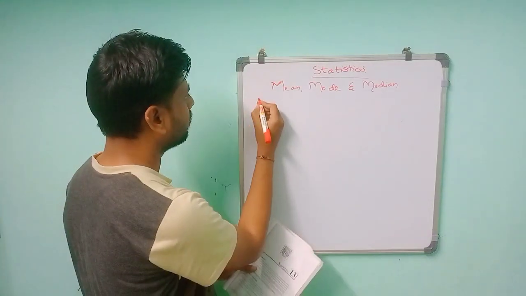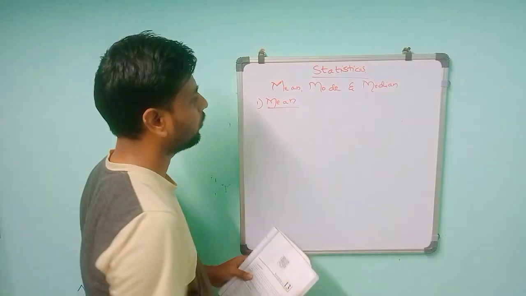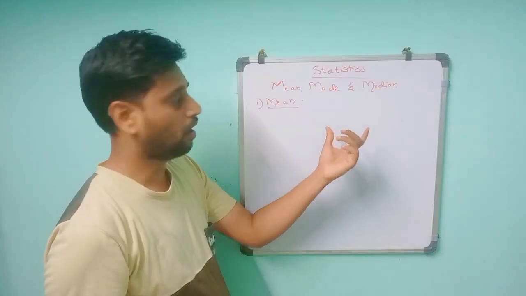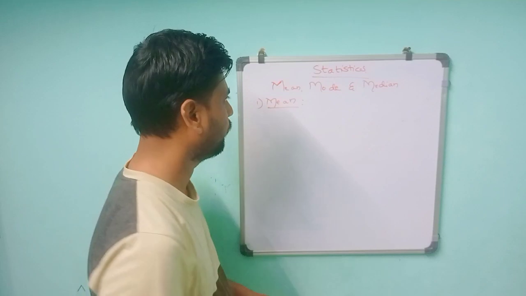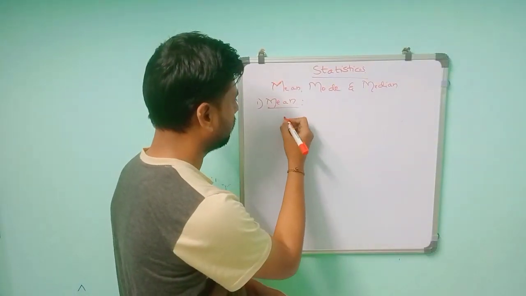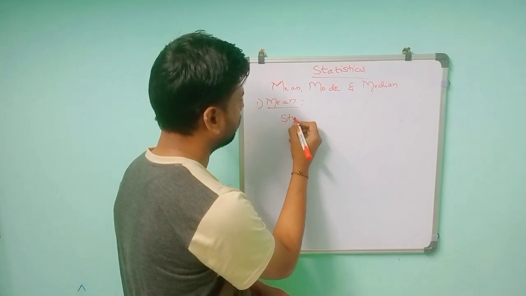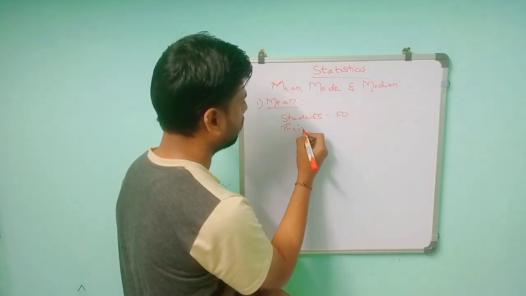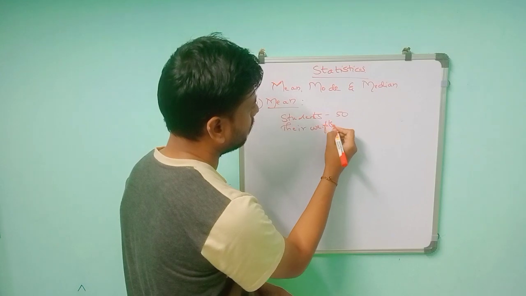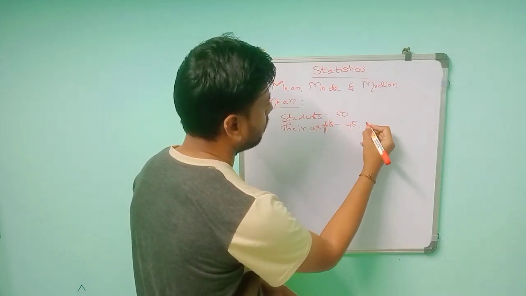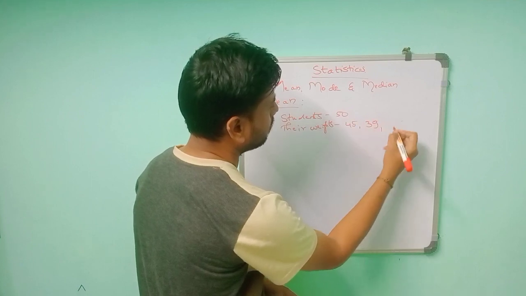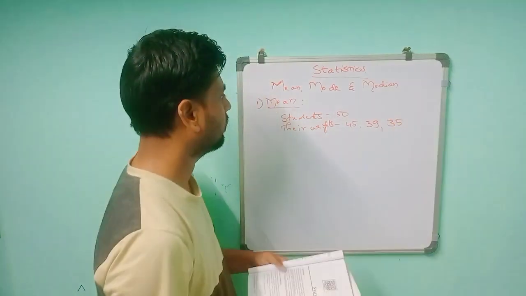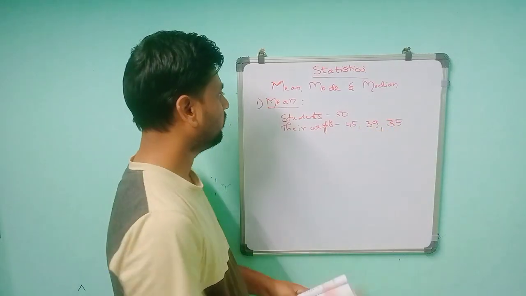Then, the first one is mean. This is also called arithmetic mean. The definition of mean is the sum of the observations divided by the number of observations. For example, take the number of students as 50 and their individual weights like 45, 39, 35. So the number of students is 50.